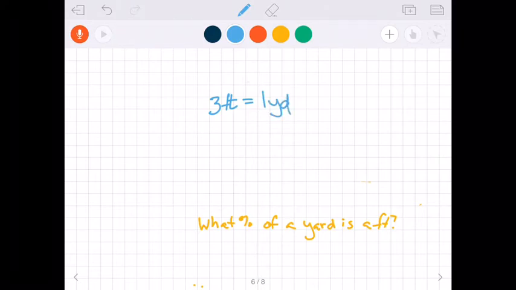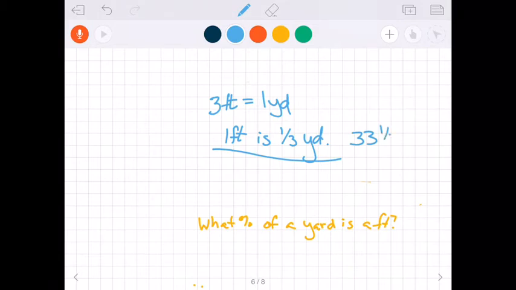All right, so in fraction form, we would say that a foot, 1 foot, is 1/3 of a yard. Okay, so once you have it in this form, it's a whole lot easier to solve. Okay, because we know what 1/3 is. It's 33 1/3%.